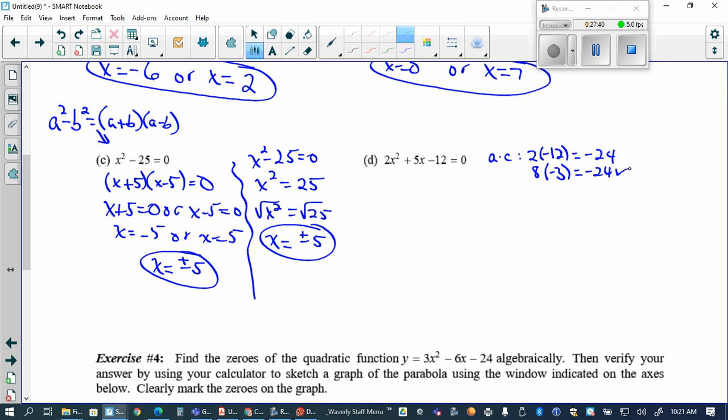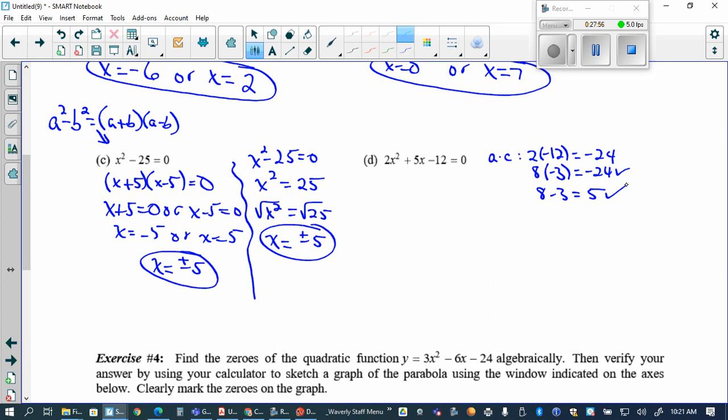Okay. And again, this stuff with the AC method, you don't always have to do this. I'm writing it out so that when you get better at it, you won't have to do this. And now what's 8 minus 3? That's the 5 we need, right?